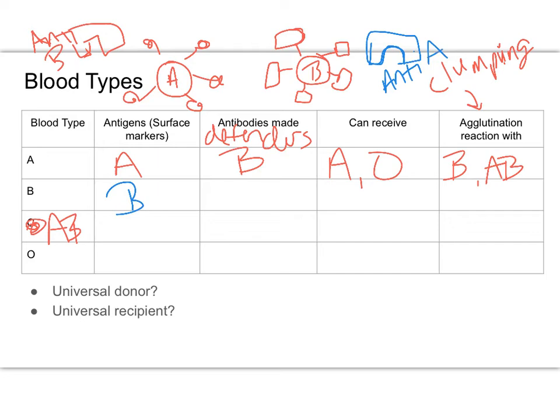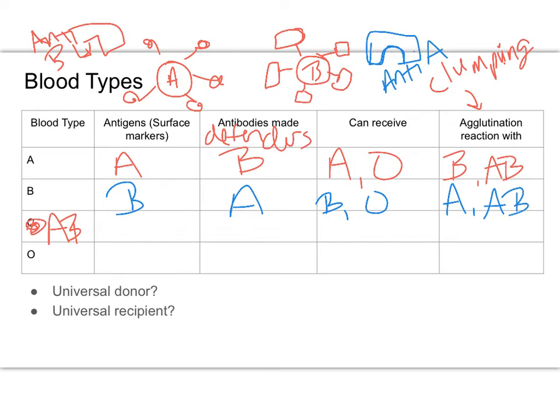But I'm going to be able to attack anything that's shaped like a type A, because I don't recognize that and I don't want it. So I can receive type B blood. I can receive type O blood. And I will have a clumping reaction with A and AB.